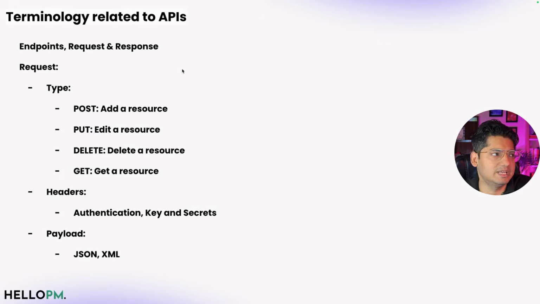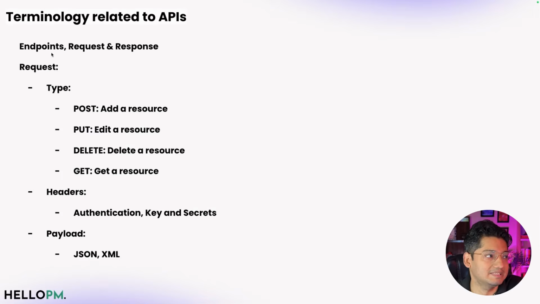To give you a bit more detail, this is the terminology related to APIs. I have talked about endpoints, request and response. Endpoint is the place where the API has been hosted, so that you know this is where the real code or the real provider of the API is. Then we have the request that is sent by the API consumer to the API provider. Then we have the response that, based on the request, is generated by the API provider and sent to the API consumer.